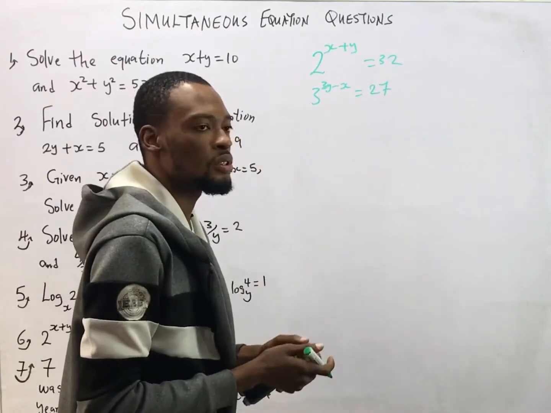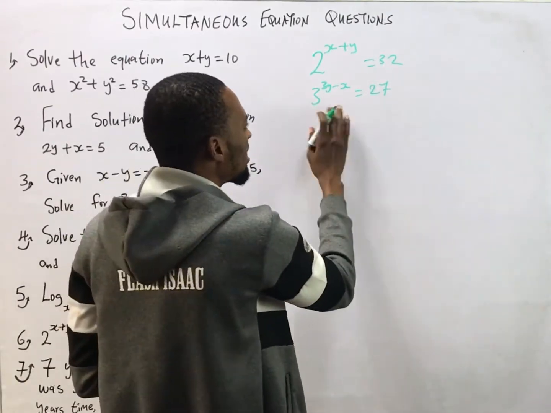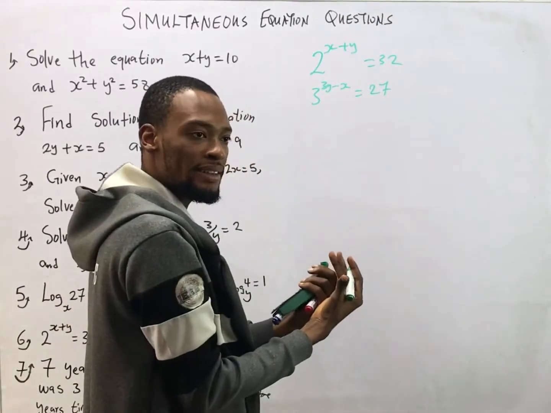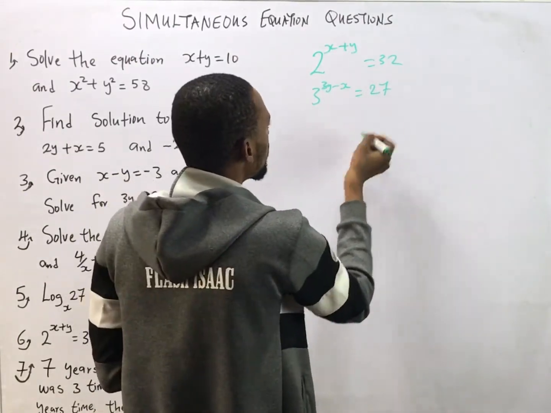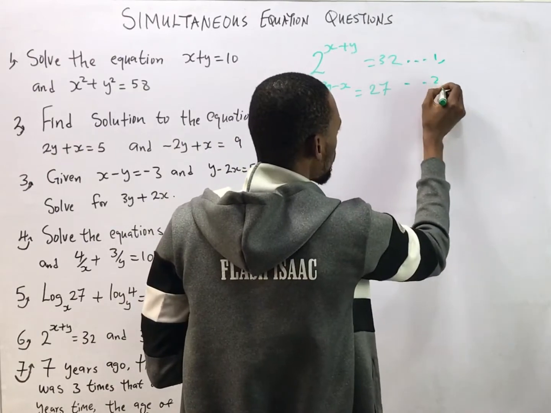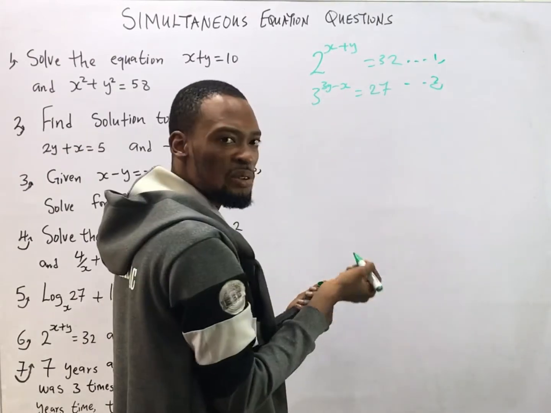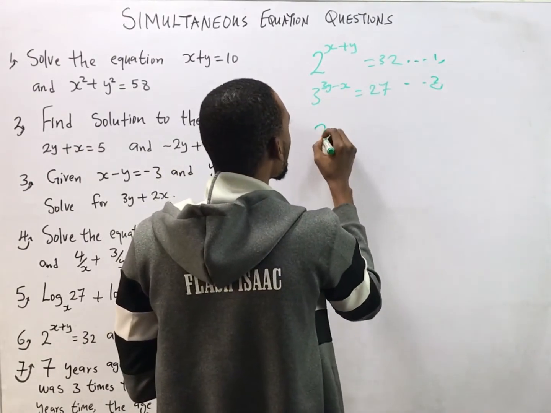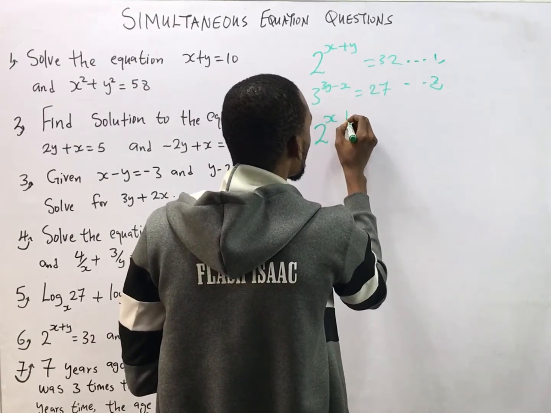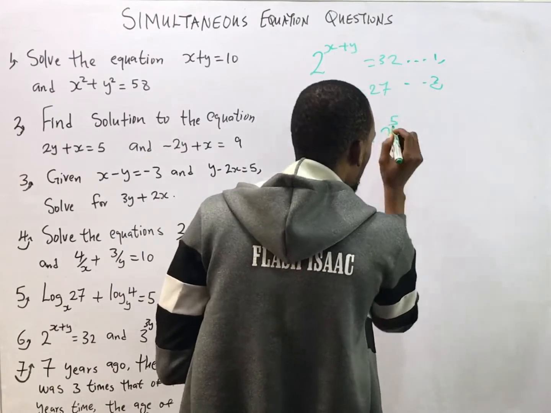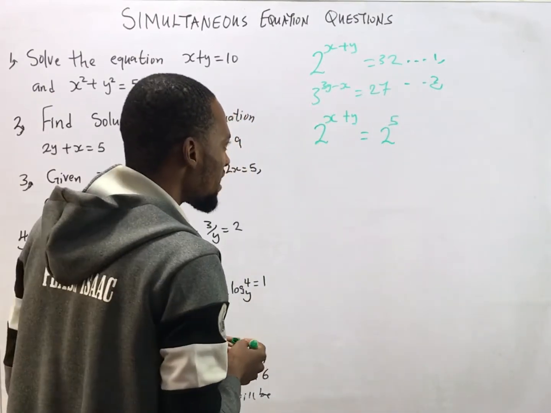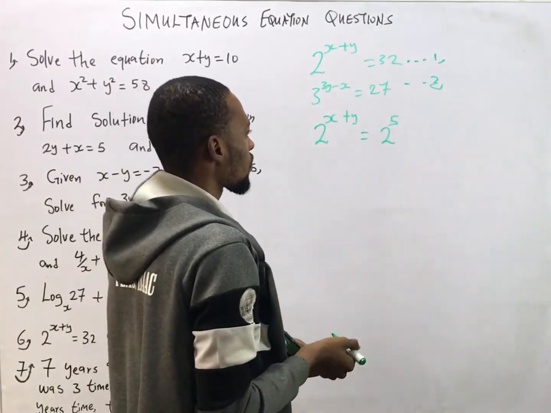This is an indices question. We try to make the base the same so that we can equate the power. That's the requirement to solve this question. If you call this equation 1 and this equation 2, you agree with me that equation 1 can be rewritten as 2 raised to the power of s plus y is equal to 2 raised to the power of 5, because 2 raised to the power of 5 is 32.